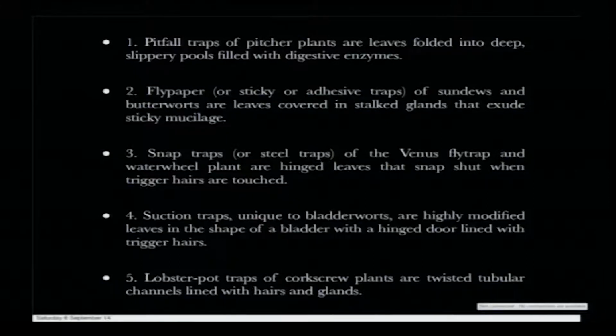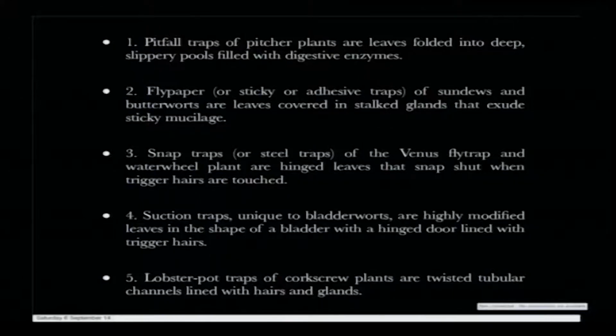They have the hinged leaves with those sharp spiny structures. Then you have the suction trap, unique to bladderworts, which are highly modified leaves in the shape of a bladder with a hinged door lined with trigger hairs. So, all of them have this hairy feature in common. Then you have the lobster pot traps or the corkscrew plants, which are twisted tubular channels lined with hair and glands.